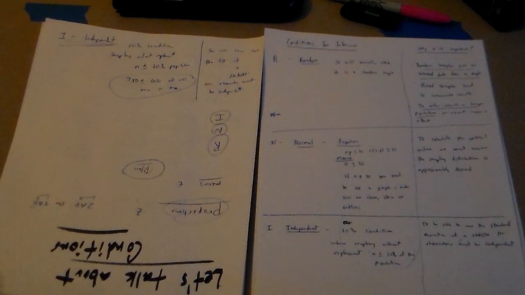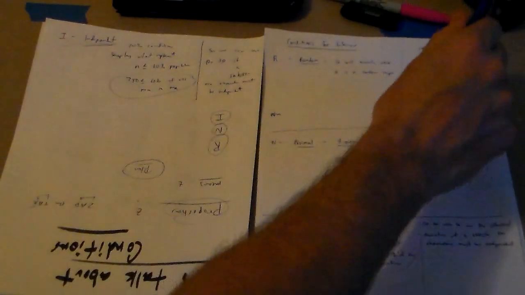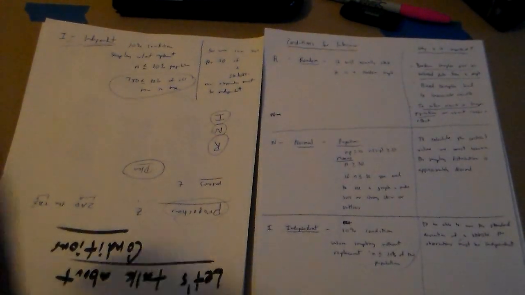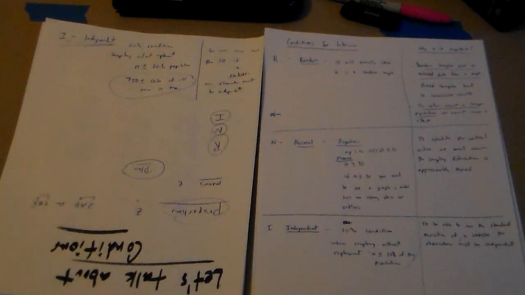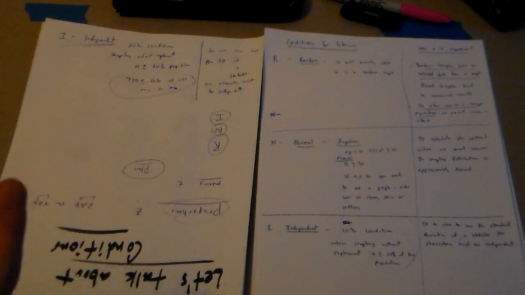If it's a different question, where they say the conditions have been satisfied, why do we use the normal condition? Why do we use the random condition? Why do we use the independent condition? Then you would go into those explanations. Random, because random samples will give us unbiased data from a sample. And if we want to infer from our sample about a larger population, then it needs to be a random sample. If we want to show cause and effect, it has to be a random sample.